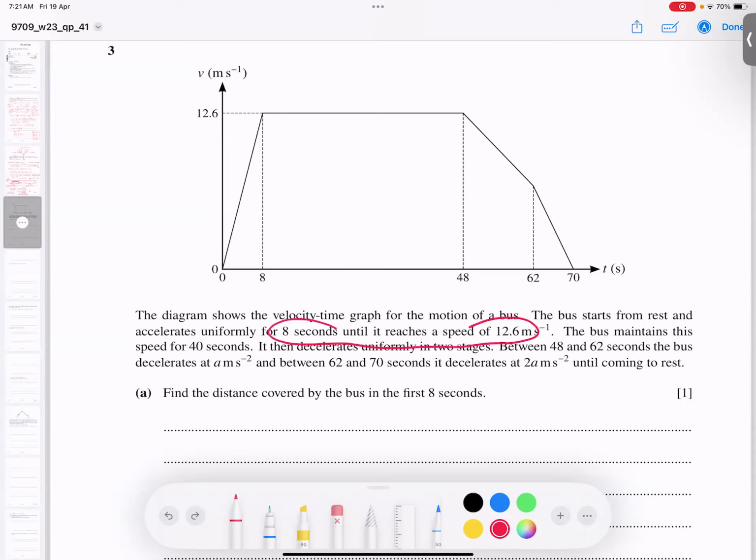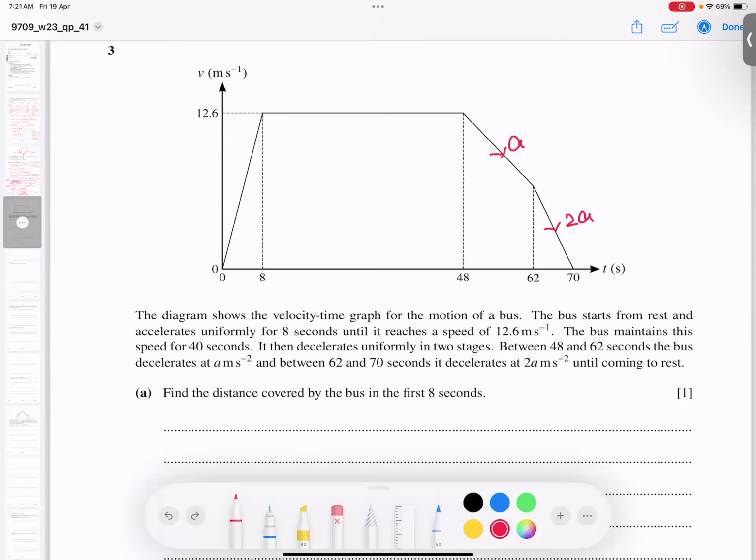In 8 seconds it is 12.6. Then maintain this speed for 40 seconds. You can see there's a maintained speed. And then it decelerates in 2 stages. Stage number 1, stage number 2. Between 48 and 62, stage number 1, it decelerates by A. And between this and this it is 2A, double deceleration, and comes to rest.